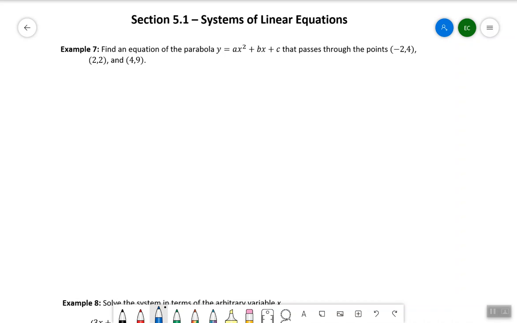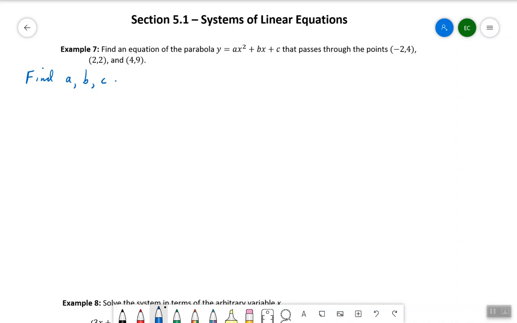Okay, I have a couple more examples to finish section 5.1. Example 7 says find an equation of a parabola that passes through three given points. We know the equation of a parabola is y equals ax squared plus bx plus c, and so we just need to find the a and the b and the c. And so that might be a nice thing to start with. Find a, b, and c.